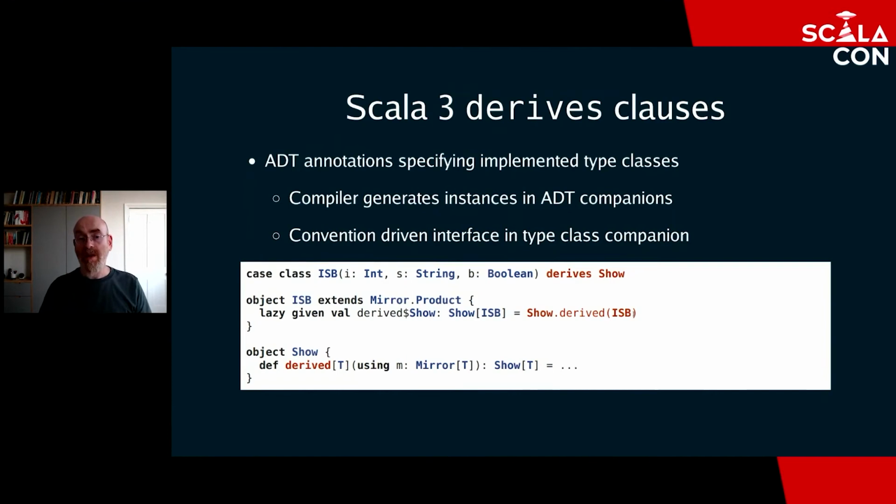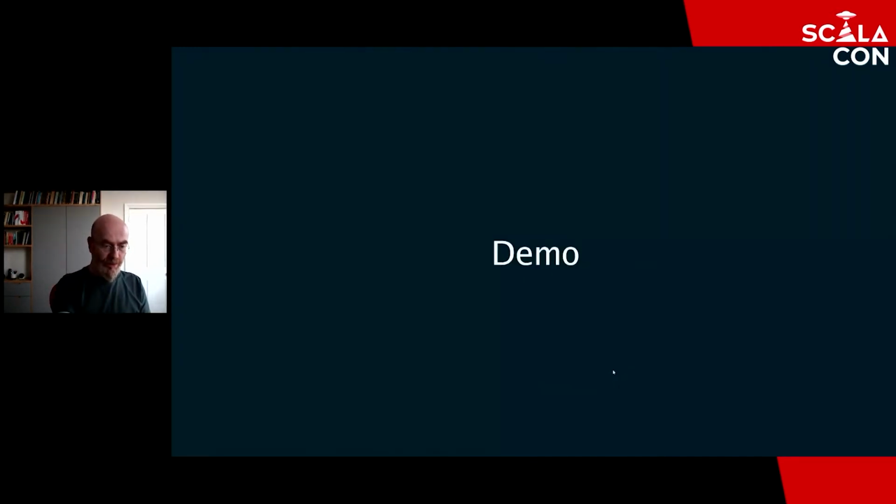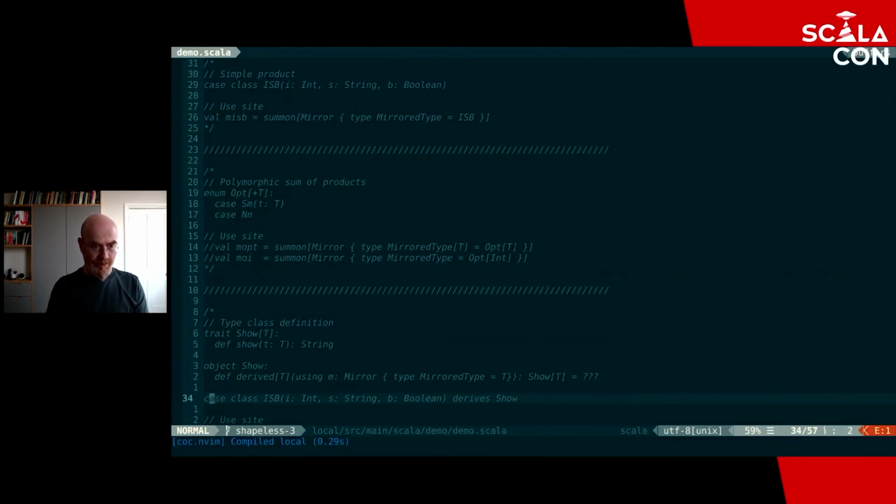Now, if you remember, the mirror for the case class is the case class itself. So we're basically just going to be passing the companion object of the case class to the derived method of the Show type class companion object. It will view that as being the mirror of the type, and it will be able to do something with the mirror to generate our instance. So I'll just give you a quick view of what that looks like. So let's have a look.